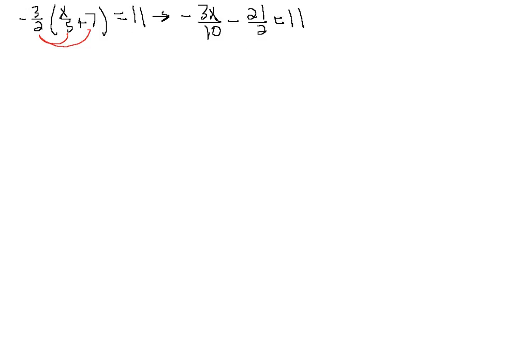Okay, so next step, we can move this 21 over 2 to the other side. We have a minus 21 over 2. We can get rid of that on the left by adding 21 over 2, and we do the same thing on the other side, 21 over 2. Okay. These cancel. We still have our minus. Let's go ahead and write it as minus 3 over 10 times x equals 11 plus 21 over 2.